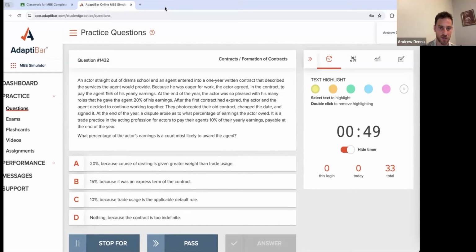What percentage of the actor's earnings is a court most likely to award the agent? A: 20%, because the course of dealings is given greater weight than trade usage. B: 15%, because it was an express term of the contract. C: 10%, because the trade usage is the applicable default rule. D: Nothing, because the contract is too indefinite. So, starting off with a contracts question just to make sure we're all on our toes.